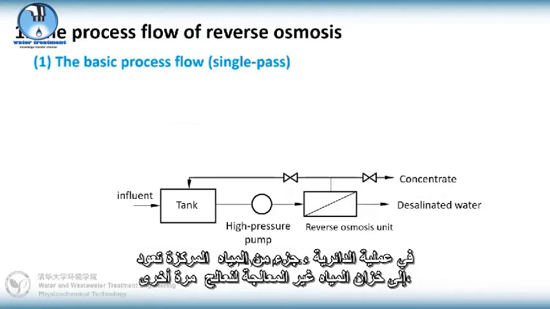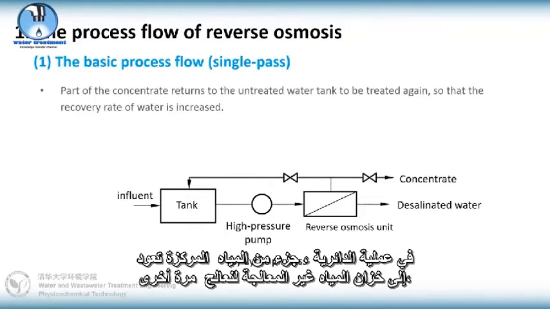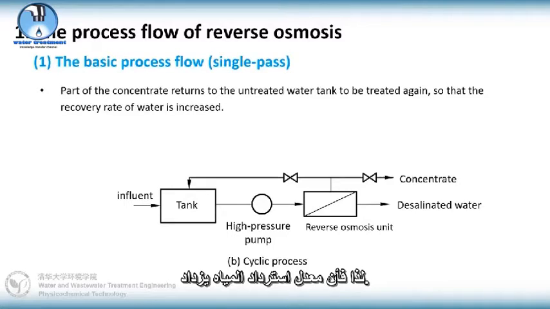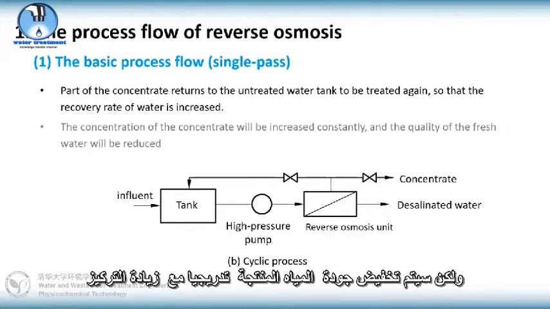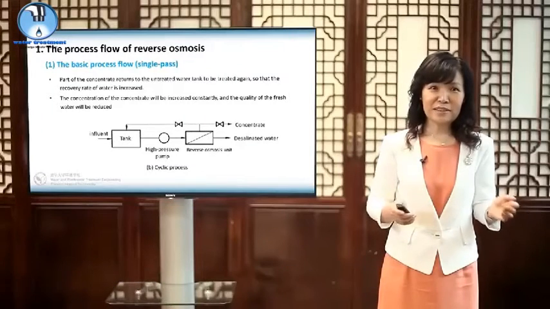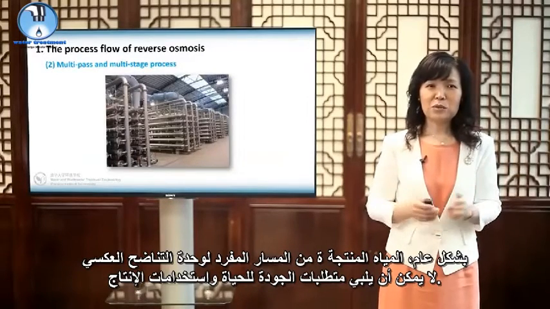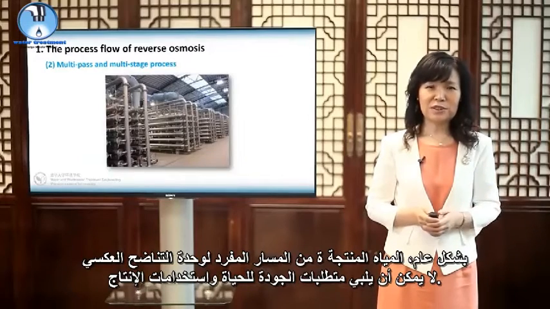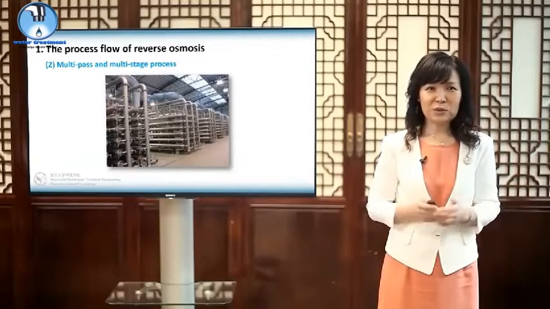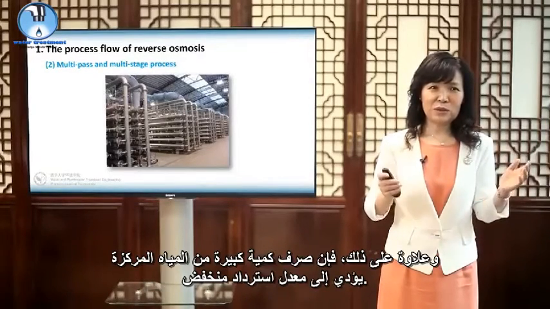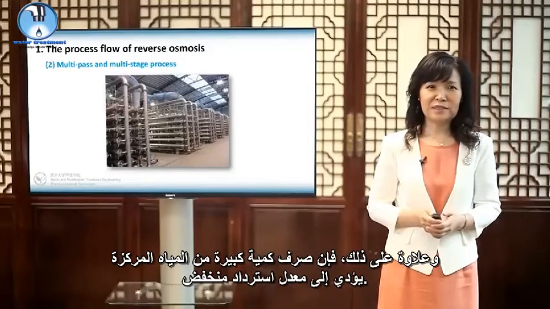In the cyclic process, part of the concentrate returns to the untreated water tank to get treated again, so that the recovery rate of water is increased, but the effluent quality will be reduced gradually as the concentrate is concentrated. Generally, the effluent of single-pass reverse osmosis could not satisfy the quality requirements for life and production usage. Besides, the large amount of concentrate discharge leads to a low water recovery rate.